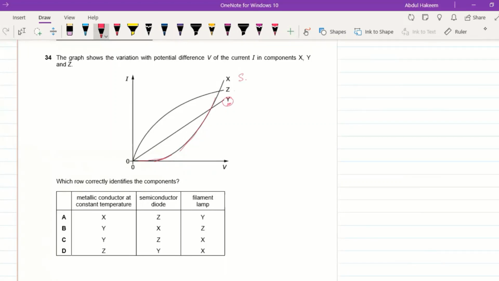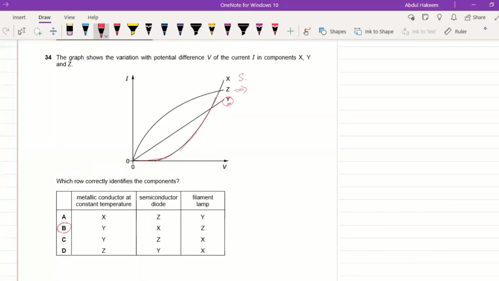And this Z is for the filament lamp, because its resistance is gradually increasing. Because the temperature is increasing, the resistance of the filament is increasing. So the answer is: Y is a metallic conductor, Z is a filament lamp, and X is a semiconductor. So the answer is B.